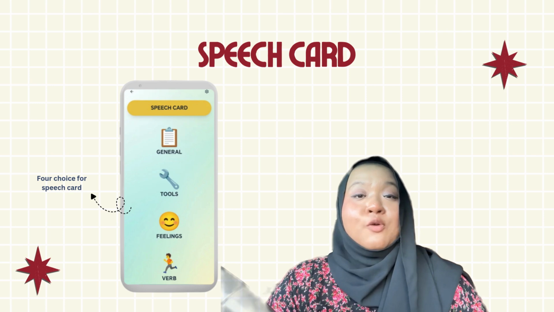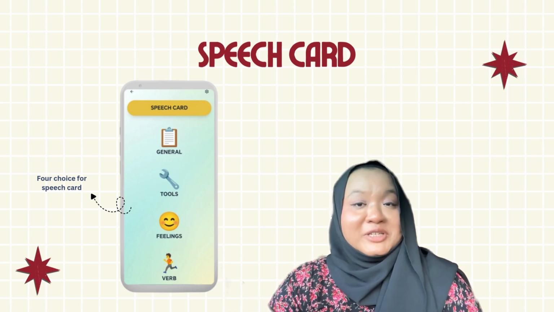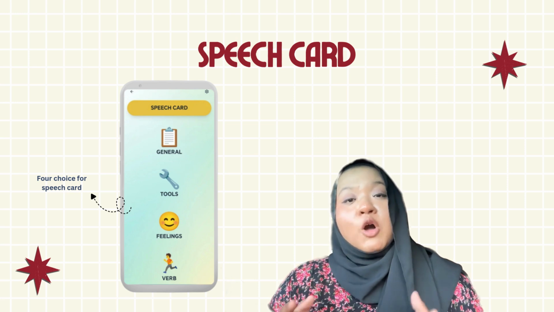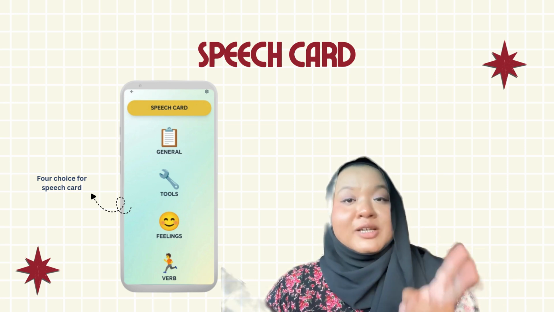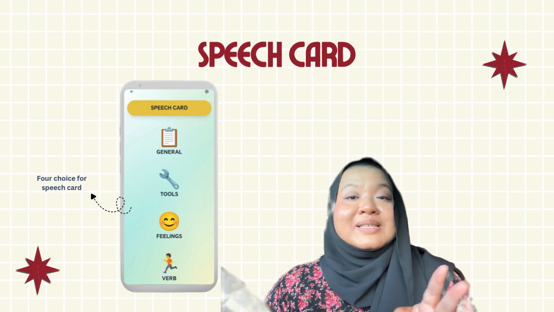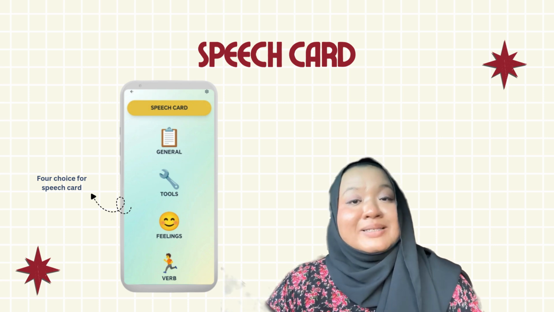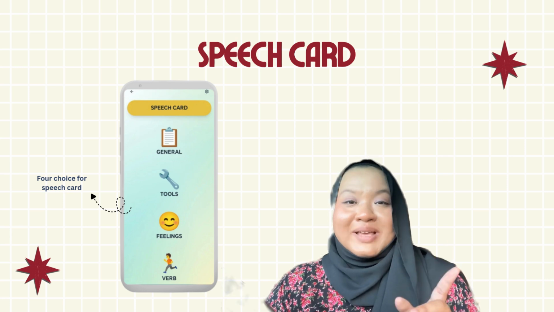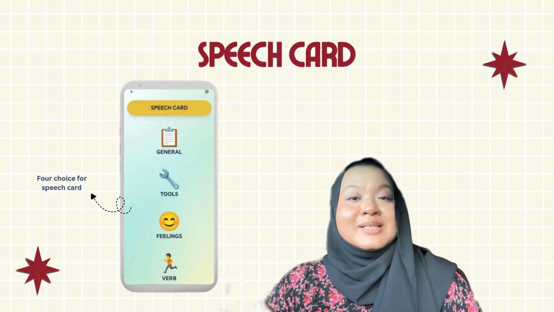Finally, we have our speech cards. This feature is designed for quick, categorical communication using visual cues. We offer four distinct choices for speech cards: general needs, the first one, second one is tools, third one is feelings, and lastly the verbs. By using these icons, users can communicate complex needs or emotions with just a few taps, making the app highly accessible for users who prefer visual, spatial communication.